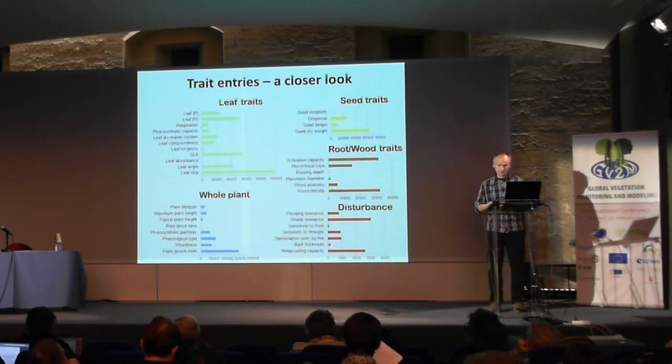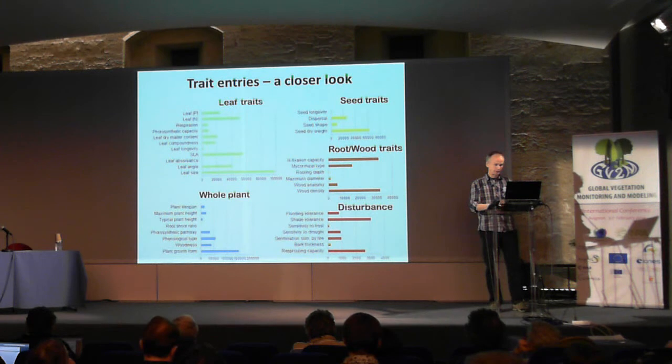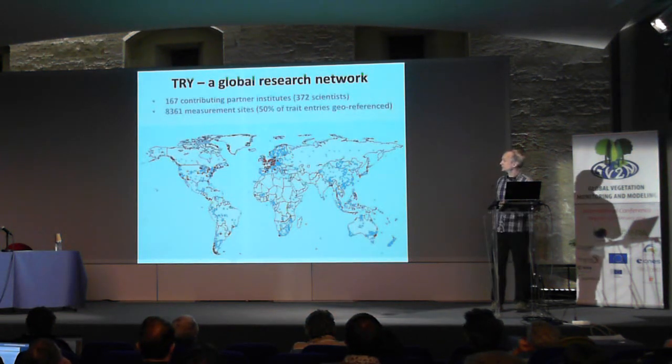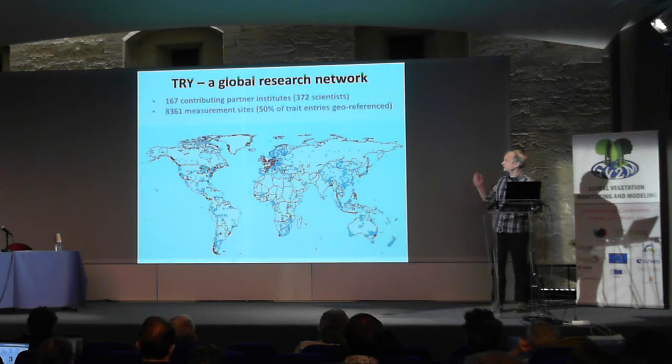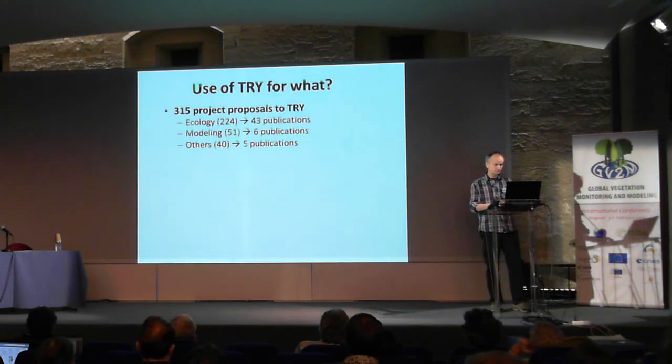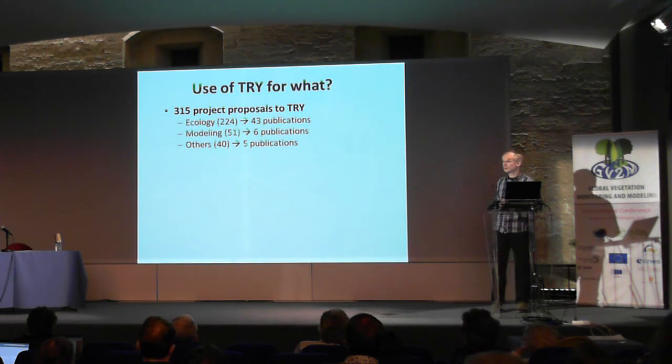The traits cover all the different aspects that you can think of in terms of plants, and it has developed towards a global research network. We have 167 contributing institutes, and here in red you see the different contributing institutes, and in green the measurement sites where those traits have been measured.